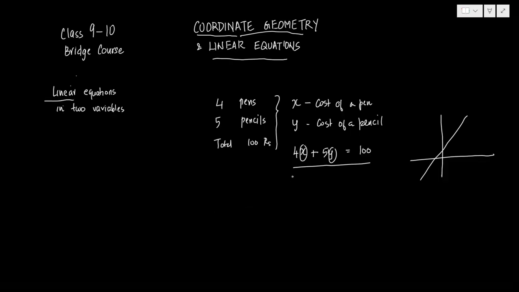Similarly, 3x plus 9y is equal to 20 is another linear equation. The general form of a linear equation is ax plus by plus c equals 0. And here a cannot be equal to 0, b cannot be equal to 0. What if a and b are 0? This entire thing will become 0. You'll get c is equal to 0. This does not mean anything.